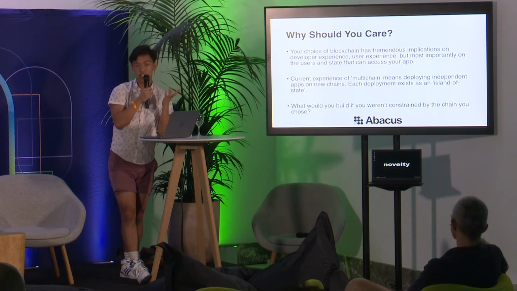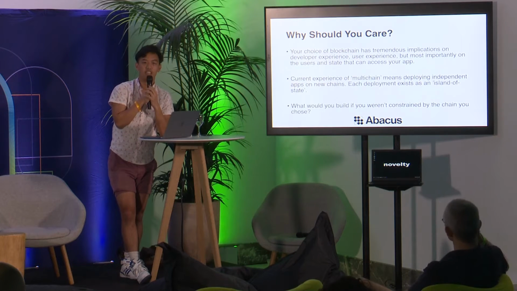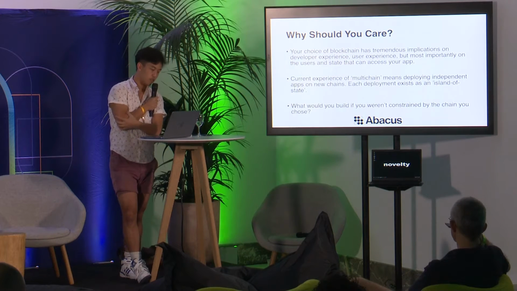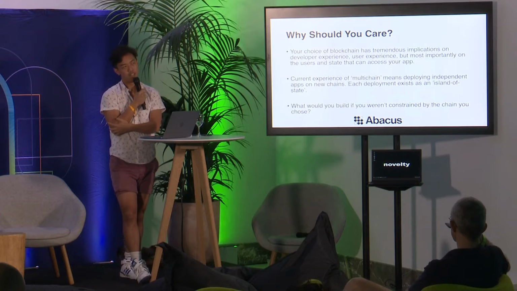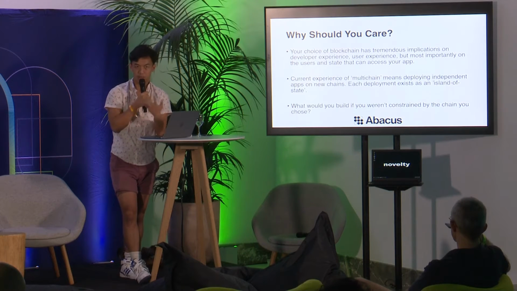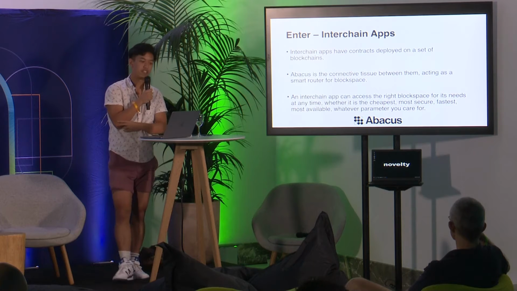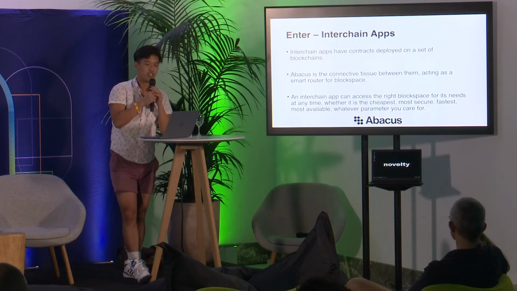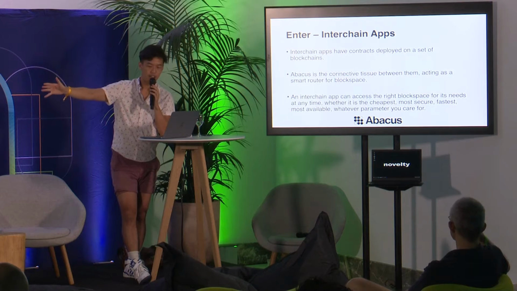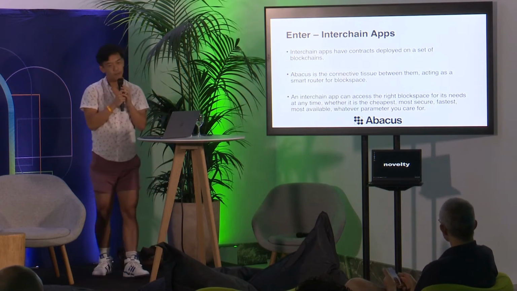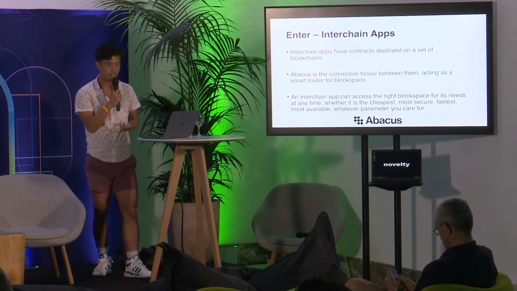But the state, which is really the interesting part about the blockchain, is not shared at all between these different Uniswap deployments. And so the question that we asked ourselves was, what if you didn't have to be constrained by that particular technological problem? That's what we're trying to do. We're trying to enable these interchain applications, similar to what we call fragmented applications. They're deployed on every chain, but Abacus allows all of these contracts to talk to each other so that it feels like a single application.